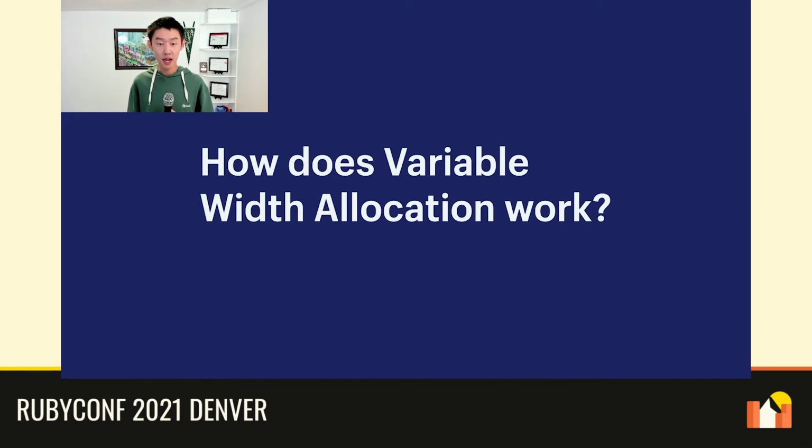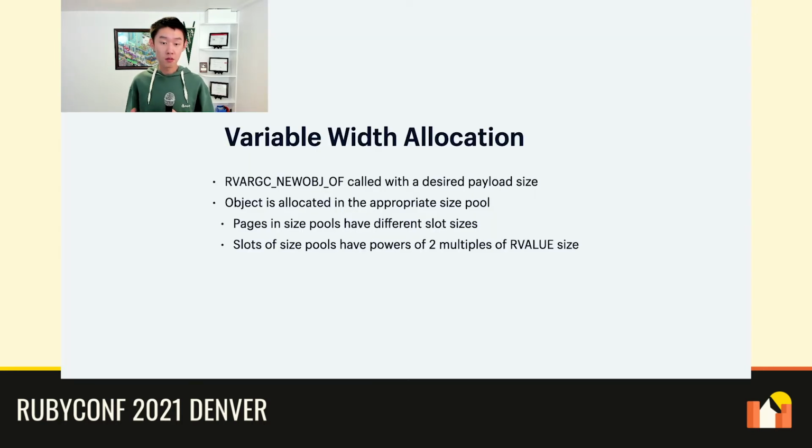You've just seen the API to allocate classes with variable width allocation, but how does it all work? Let's take a closer look inside the garbage collector. Remember that Ruby's memory heap is divided into pages, and each page is made up of 40 byte slots. We've changed the heap to support pages that contain different size slots. To do this, we've introduced a new structure called a size pool. Pages within the size pool have a particular slot size. The slot size is a power of 2 multiple of RVALUE size. So, 40 bytes, 80 bytes, 160 bytes, 320 bytes, and so on.